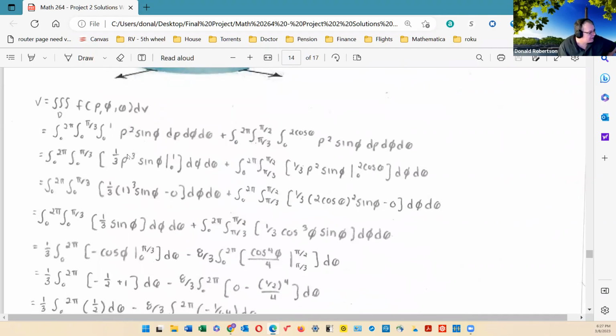Did you add the rho after the word hemisphere?